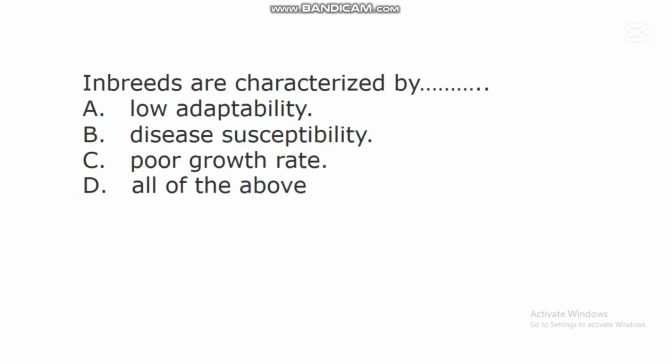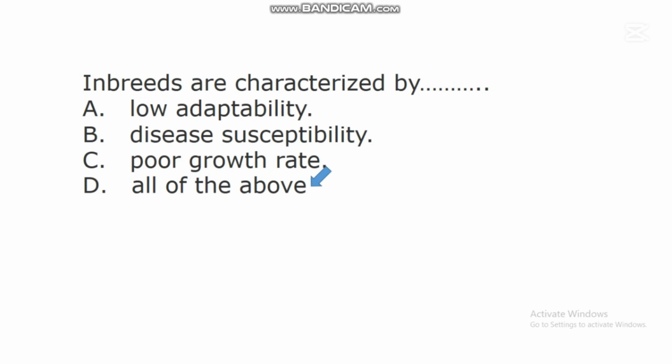The next question says, inbreeds are characterized by dash. A. Low adaptability. B. Disease susceptibility. C. Poor growth rates. D. All of the above. In this question, the correct answer is D. All of the above. Inbreeds are the offspring produced through the process called inbreeding. We have said that inbreeding is the cross between two organisms that are genetically related.